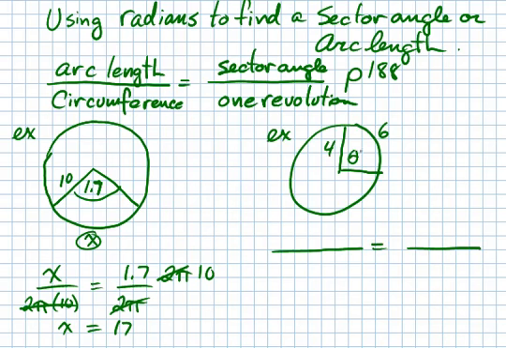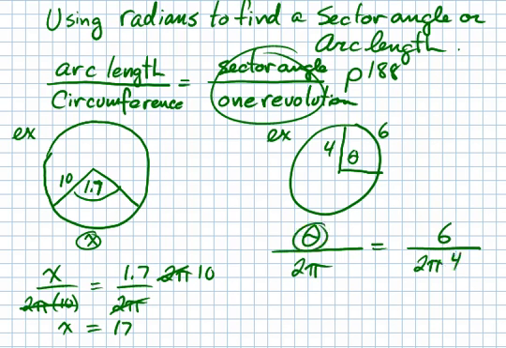In this second example, it's theta that we're missing. It's the angle that we're missing. So we're going to put the sector angle piece first. So let's put our missing piece of information on top. That'll be divided by 1 revolution, which is 2 pi. It's going to equal the arc length, which is 6, over the circumference, which is 2 pi 4.